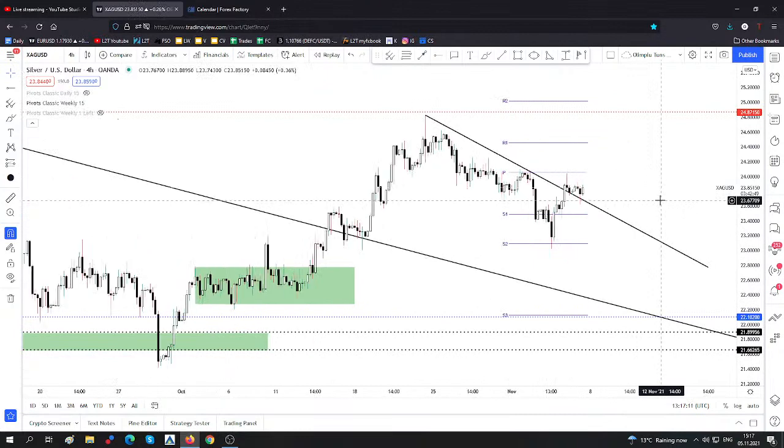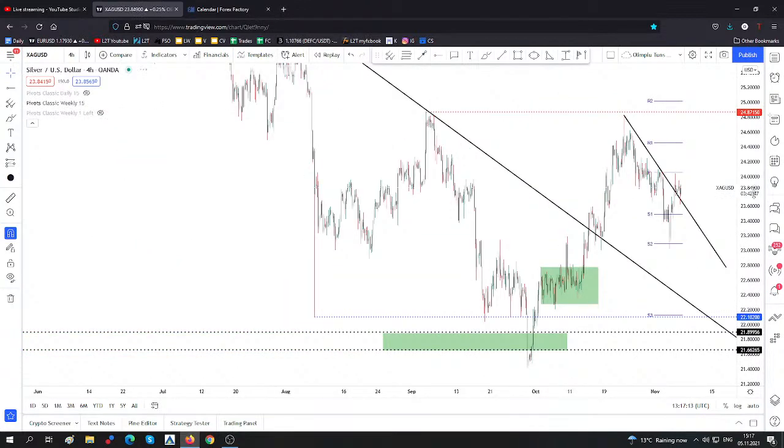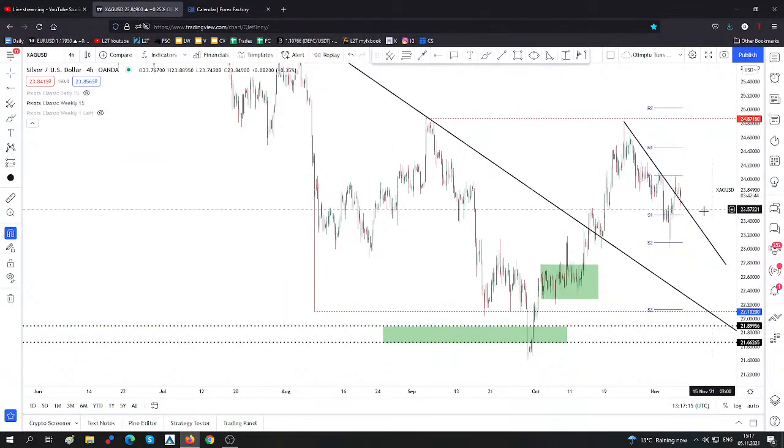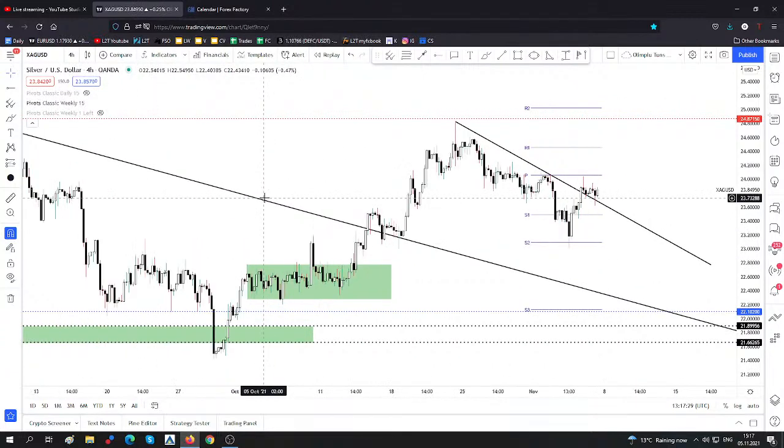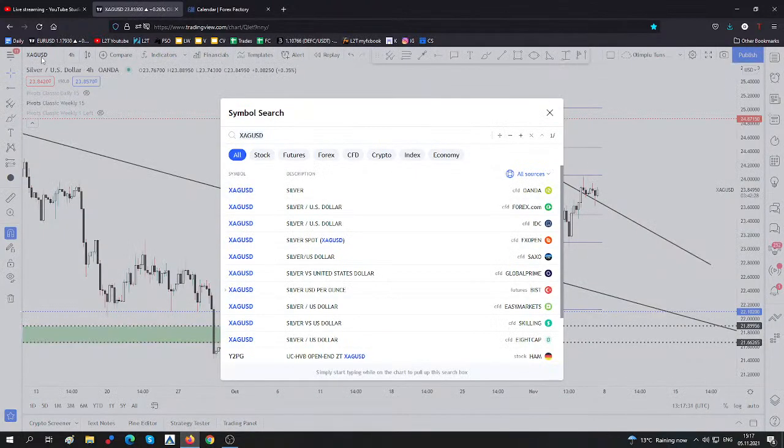Also, maybe later today I will record my daily video, and I will talk about something like a major reversal pattern or something here in silver.